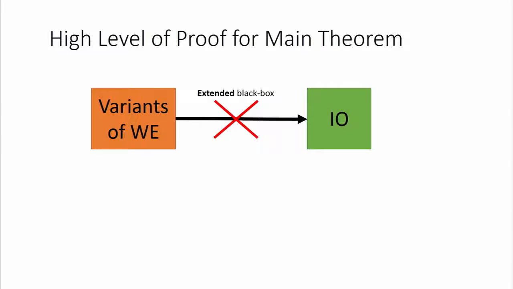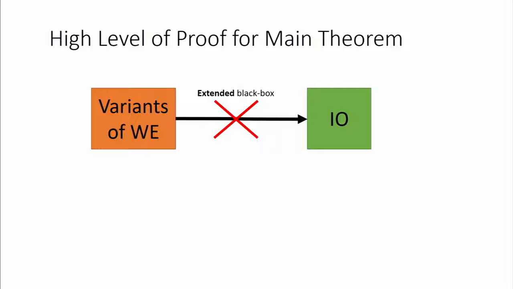Now I'm going to tell you a little bit at a high level what's going on in the proof, and then get a little bit into the details. At the very high level, the way we prove our impossibility results is to prove certain impossibility results for variations of witness encryption. In particular, we show that witness encryption is not going to give you IO in an extended black box way. Moreover, some stronger forms of witness encryption are still not going to give you IO.